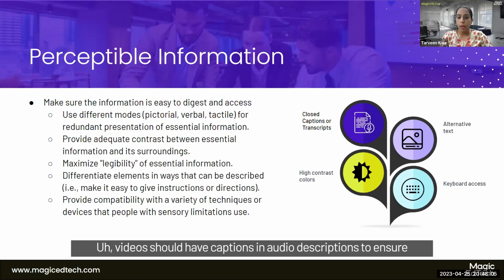Video should have captions and audio descriptions to ensure that they are accessible to people with hearing or vision impairment. And as you see in the image on the right, it covers almost everything that I have talked about. In addition, we should ensure high contrast is covered. You should have keyboard access and alternative text provided to people with different abilities, and ensure every piece of information is perceived the way you have designed it.